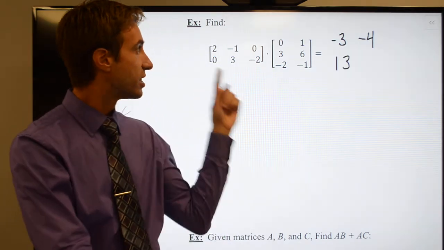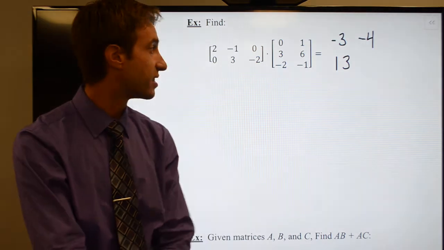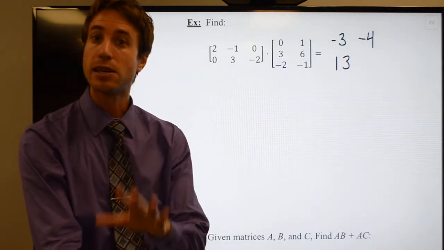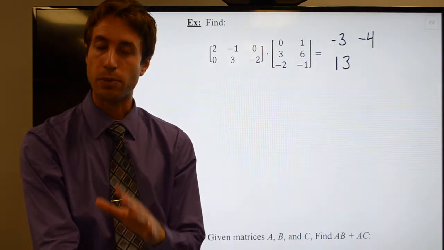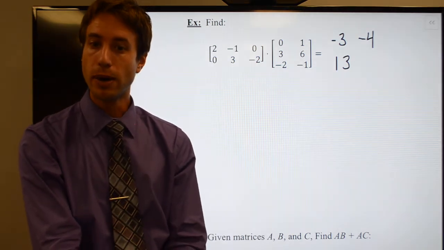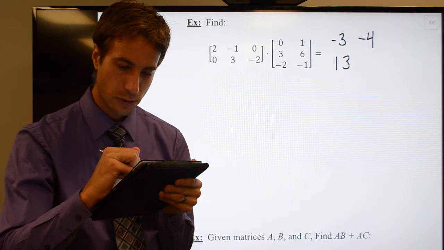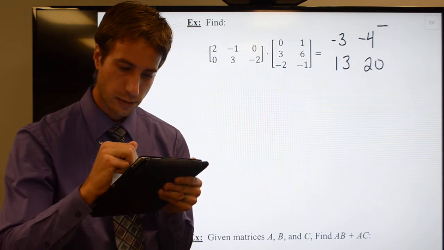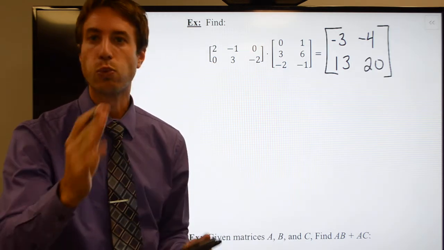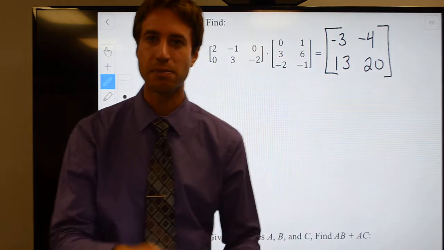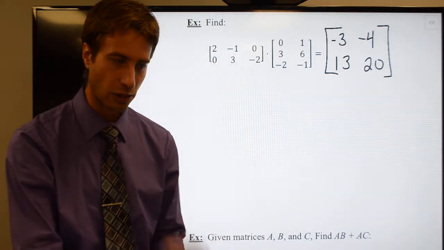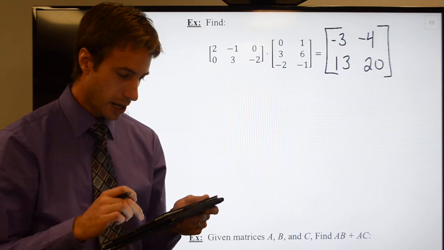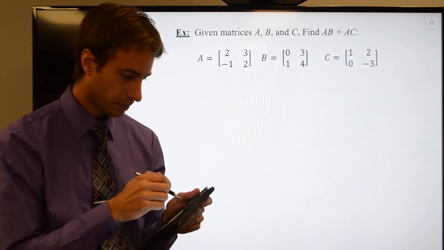0 times 1, that's 0. 3 times 6, 18, and negative 2 times a negative 1 would be a positive 2. Well, 18 plus 2 is 20. Guys, well done. That is fantastic mental math. Very, very good. Giving your brains an awesome workout. I love it. Well done. Here we go. Let's try another one.